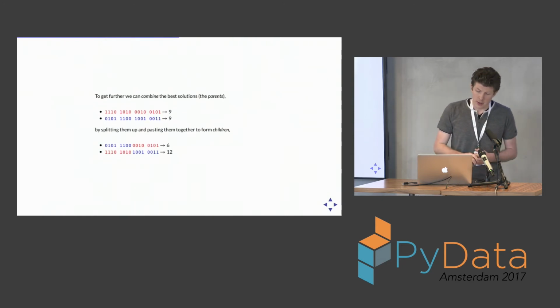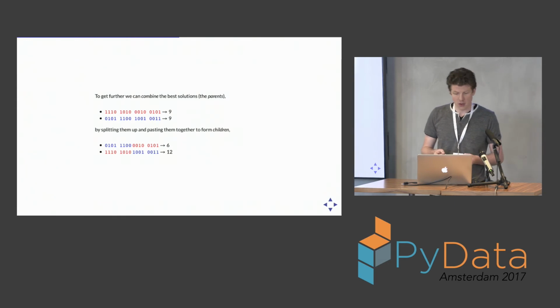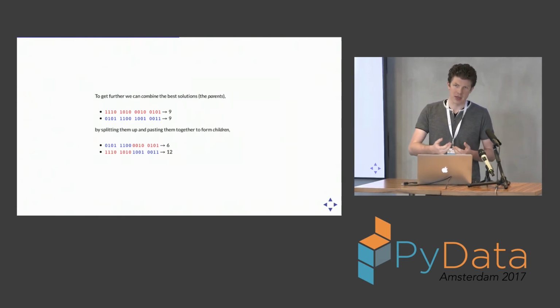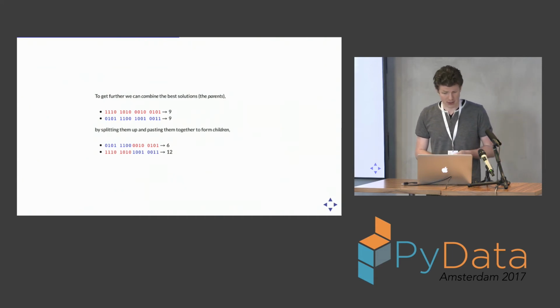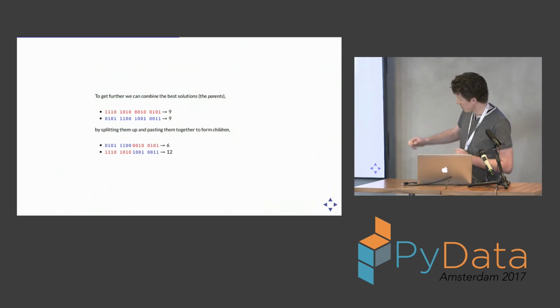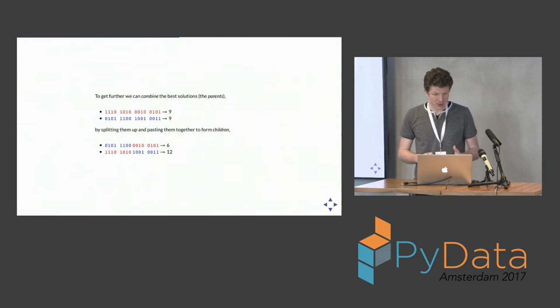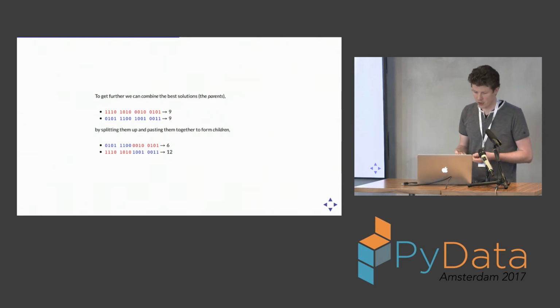So of course, we could generate more until we get the right answer, or we can be smart about it and combine the best solutions. So we know that there's 2 solutions that have 9 bits correct. I showed them here again, and I've made one red and the other blue just for illustrational purposes. And then we split these up and paste them together to form children of these 2 solutions.